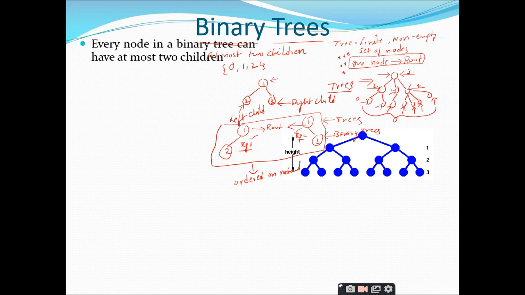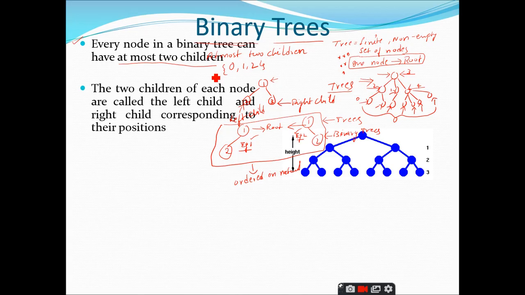Yes, sir. Right. So let us go with the points on the slide. Every node in a binary tree can have at most 2 children. This is the restriction we are imposing on trees. If we impose such a restriction, we call it a binary tree. And the 2 children of each node are called the left child and the right child, corresponding to their positions. As I told you, when you put the children towards the left-hand side, we call it the left child, and when you put the children towards the right-hand side, we call it the right child.